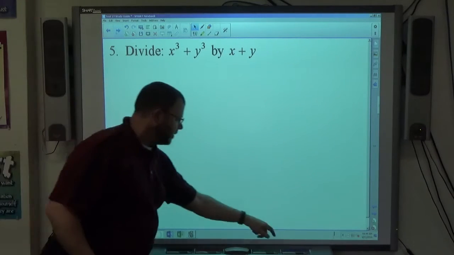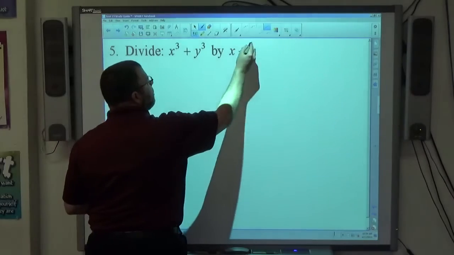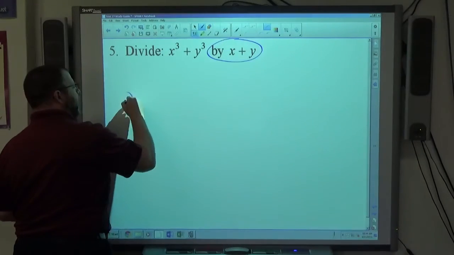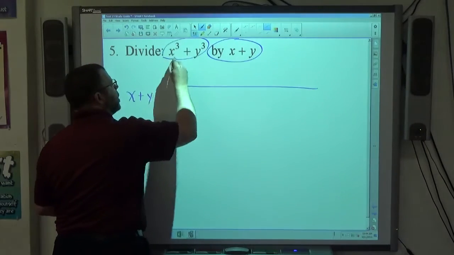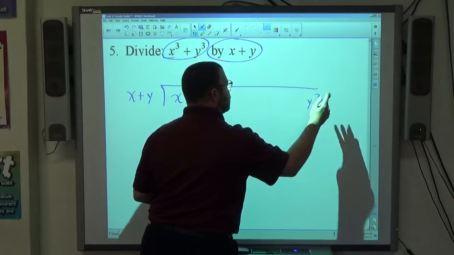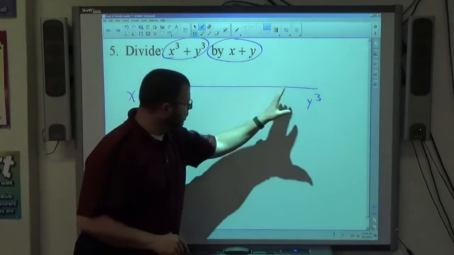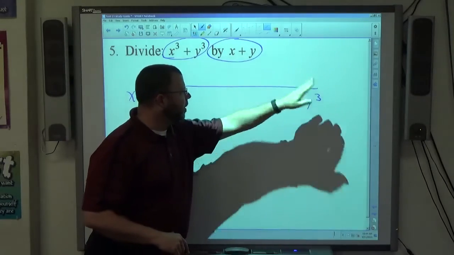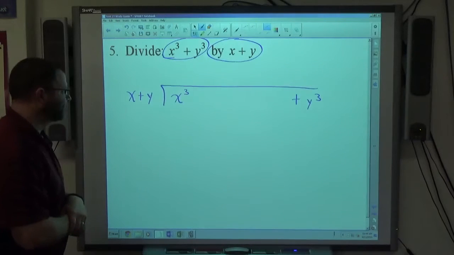Number 5, long division with more than one variable. So we're dividing by x plus y, that goes outside. We're dividing into x cubed plus y cubed, that goes inside. I'm going to leave myself plenty of space here to account for terms that don't match y cubed. So x cubed is in front, some terms happen in the middle we're not sure about, y cubed is at the end, and it's plus y cubed, so that goes over there.